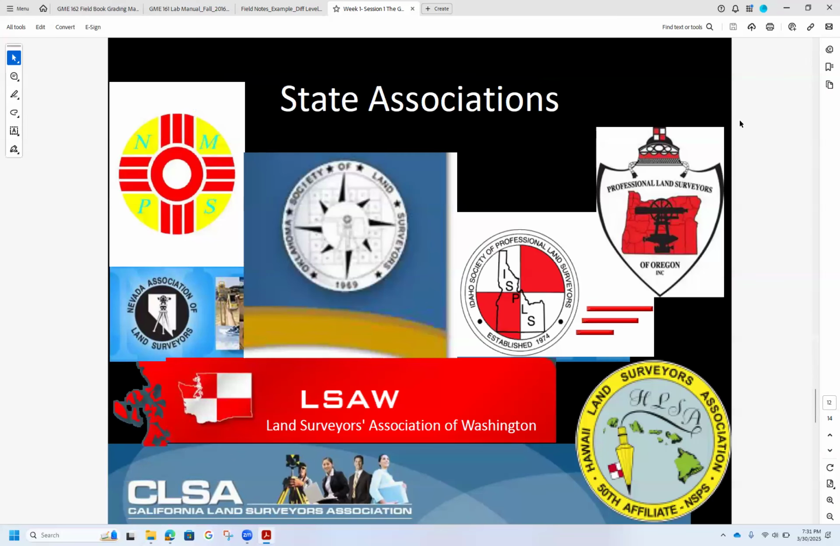And then we have state associations. Again, we have PLSO right there, state of Oregon. We have Idaho. There is, I believe, Oklahoma, New Mexico down there, Nevada, Washington, California, and then Hawaii. So we have different societies for different states, right?